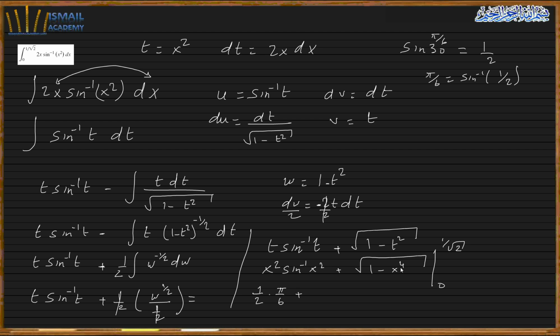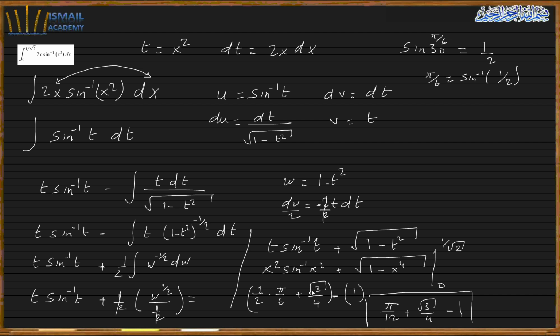Plus, when I plug in here, it's going to be 1 over 4, so it's going to be square root of 3 over 4 minus, then I plug in the 0 here, so this 0 cancels out, it's going to be just 1 here. So here is going to be pi over 12 plus square root of 3 over 4 minus 1. So it's going to be pi over 12 plus square root of 3 over 4 minus 1, and this will be your answer for that integral. So I hope you got the idea.